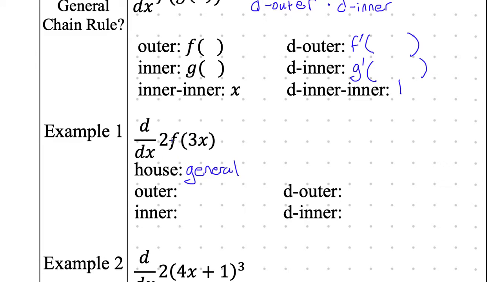All right, so someone give me the outer. This is what you were doing for the homework on Friday. What is the outer? Quiet raised hand. Who's got this? Fiona.